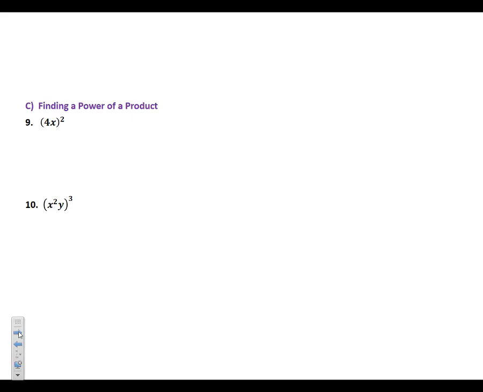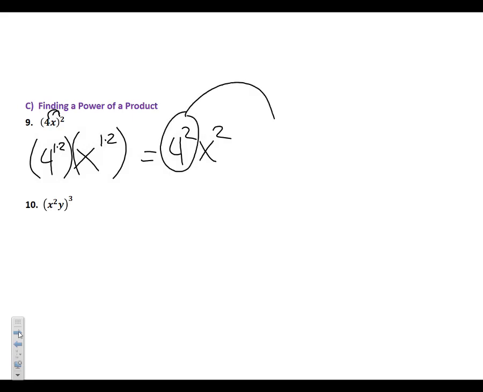So on number 9, 4x all raised to the power of 2. So you can look at it as a power of a power. You can look at it as 4 to the 1 times 2, multiplied by x to the 1 times 2. Or you can distribute to the powers, to the exponents. Anyway, 4 to the 1 times 2 becomes 4 squared. x to the 1 times 2 becomes x squared. And I told you that in the future, on the last slide, that we're actually going to evaluate this out. So our final answer is 16x squared, because 4 squared is 16.